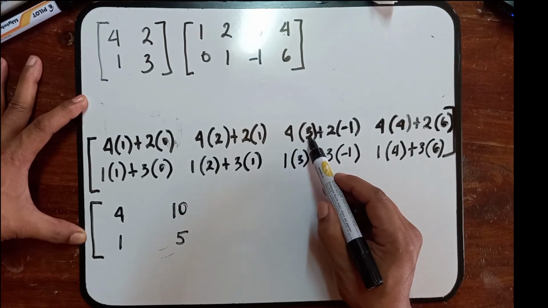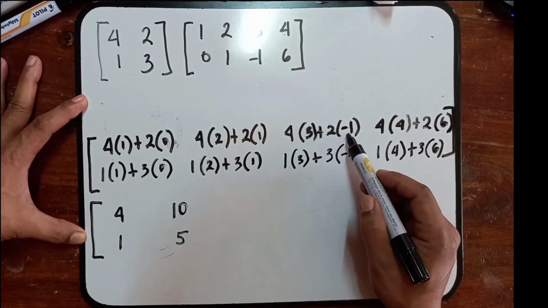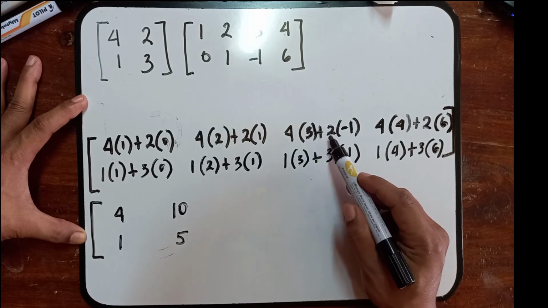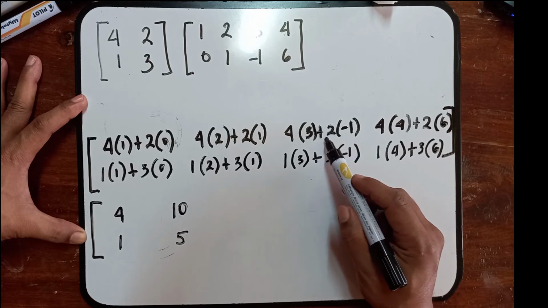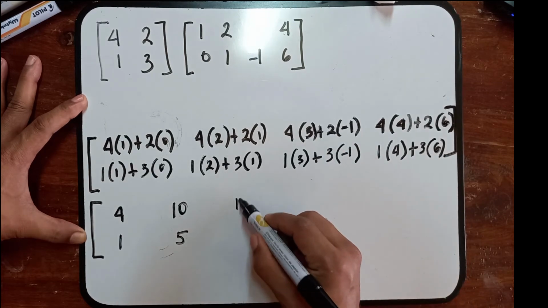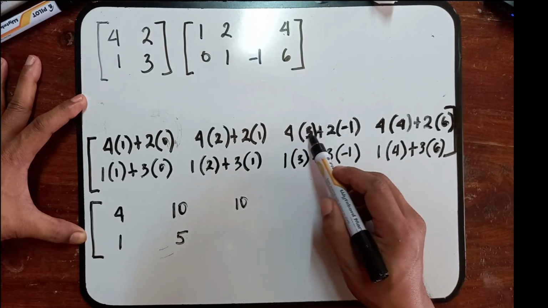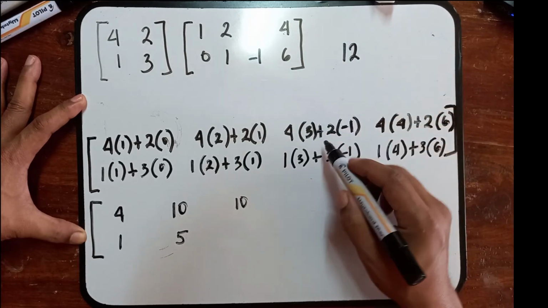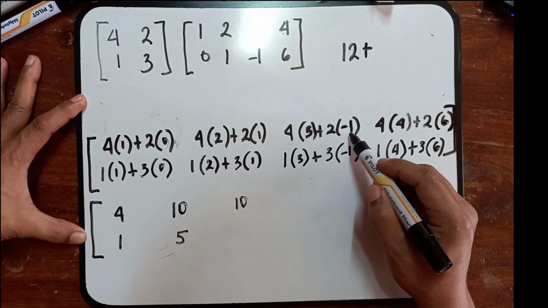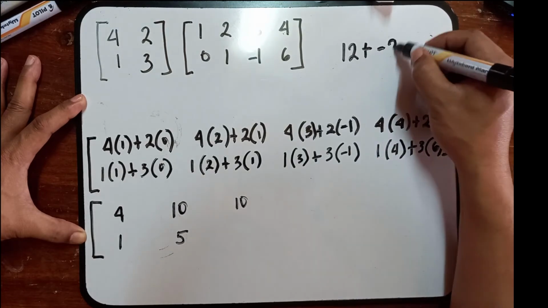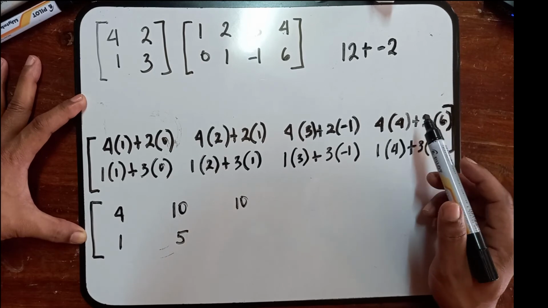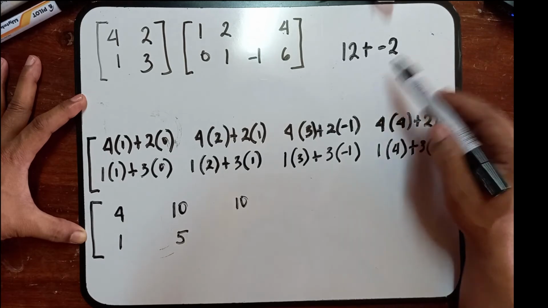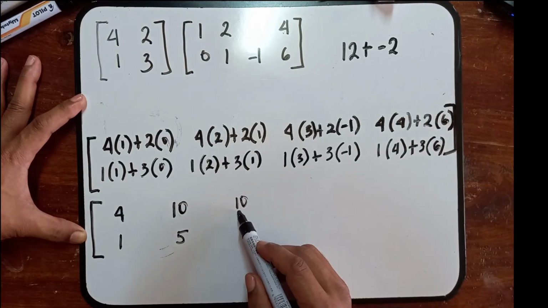4 times 3, that is 12. 2 times negative 1, that is negative 2. So 12 plus negative 2, so it will be 10. Okay, this becomes 10. I will just put the answer for 4 times 3 right here at the top. So 4 times 3, we have 12 plus 2 times negative 1, that is negative 2. And they are unlike sign, so this becomes subtraction. So 12 minus 2 is 10. That is why we got this answer.